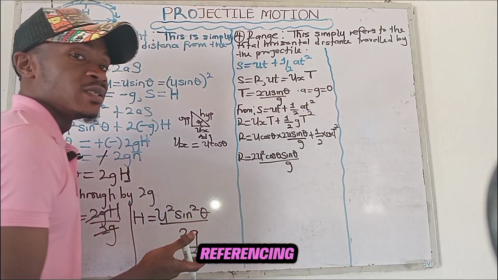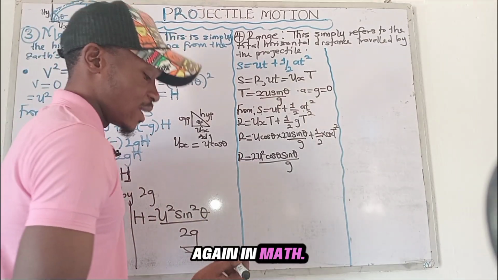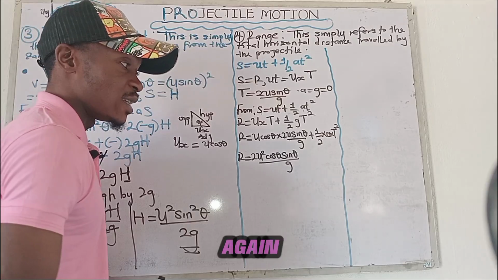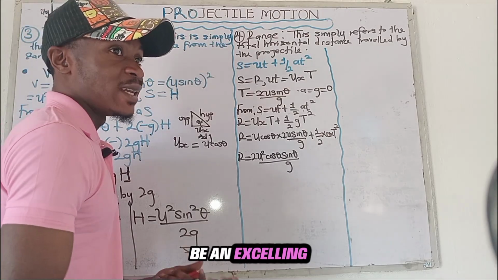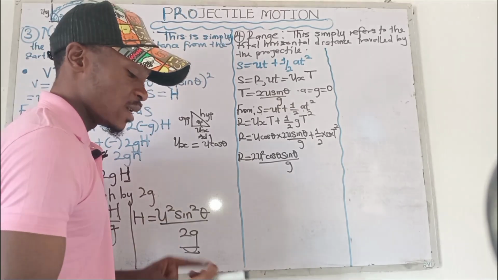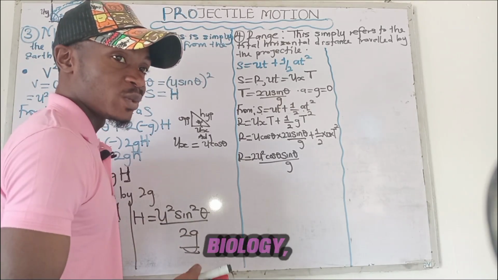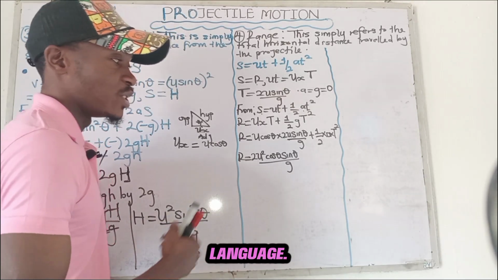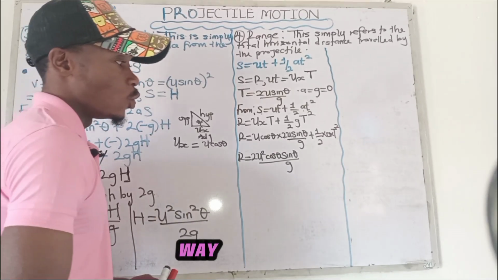we'll be referencing trigonometry again in math. That's why I would like to re-emphasize again that if you want to be an excelling science student, you don't joke around with any subject. You must be serious with math, serious with chemistry, serious with biology, and even serious with English language. They are all interrelated in one way or the other.